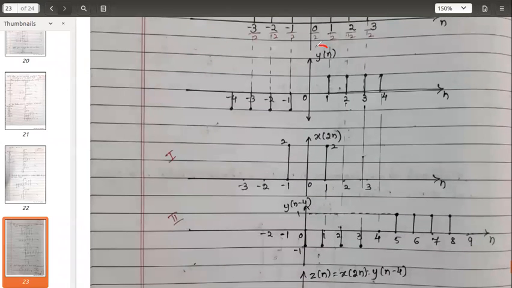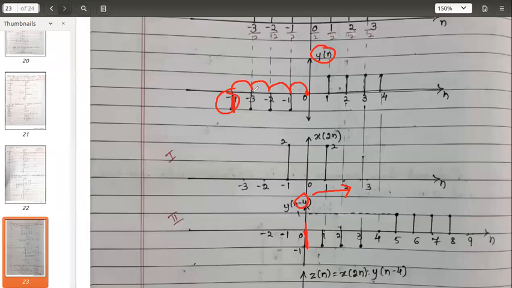This is your y of n. Start with -4. Shifting by 4 amounts to the right side. So start with this 1, 2, 3, 4. So at 0, you draw this down signal. So at 0, I will draw this down signal.